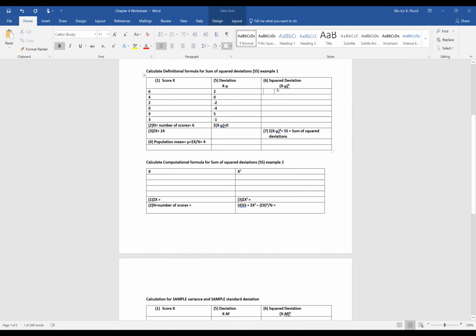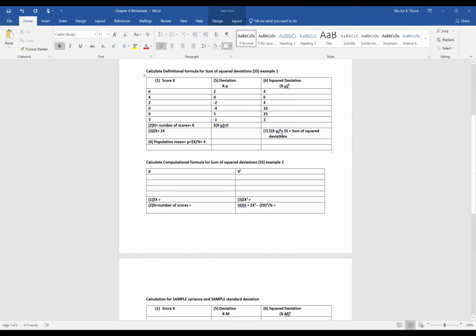The next step is that we are going to square those deviation scores. All right. So 2 squared gives us 4. 0 squared gives us 0. 2 squared gives us 4. -4 squared gives us 16. 5 squared gives us 25. And -1 squared gives us 1.